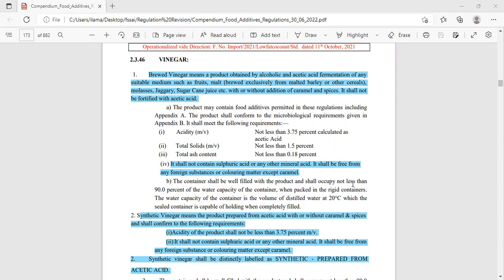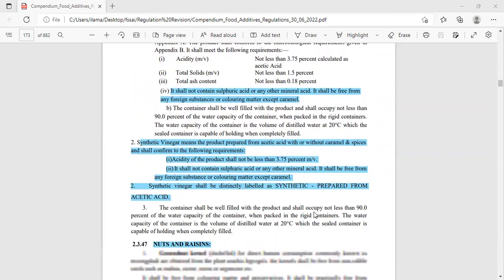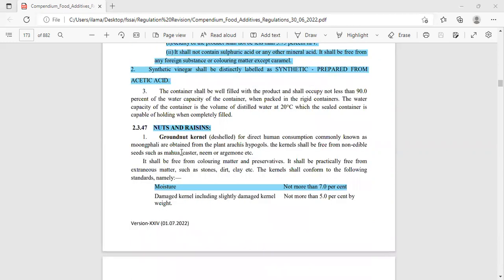Other than caramel, any other coloring agents are not permitted in case of vinegar. And synthetic vinegar, the acidity of the product shall not be less than 3.75%. If it is made synthetically, then it has to be mentioned as synthetic, prepared from acetic acid. Nuts and raisins, just go through what are the nuts given and its moisture value.